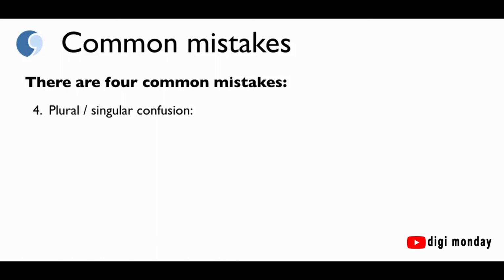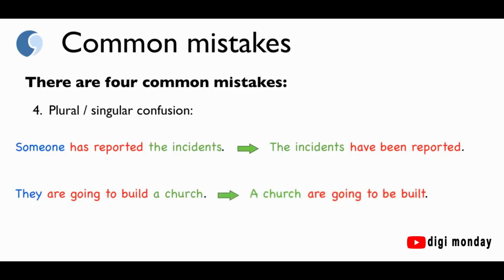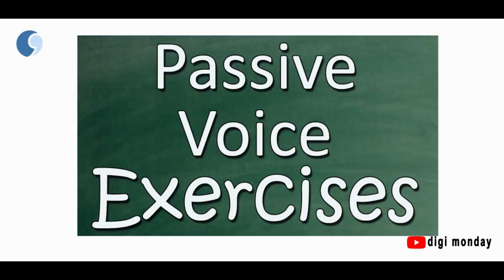Finally, the last common mistake is plural or singular confusion. Someone has reported the incidents. The incidents has been reported. It is a mistake because incidents is plural. So, it should be the incidents have been reported. They are going to build a church. A church are going to be built. A church is singular. So it should be a church is going to be built.